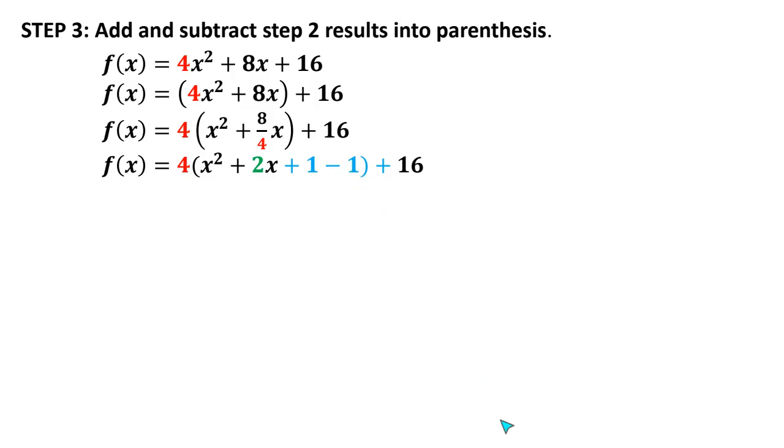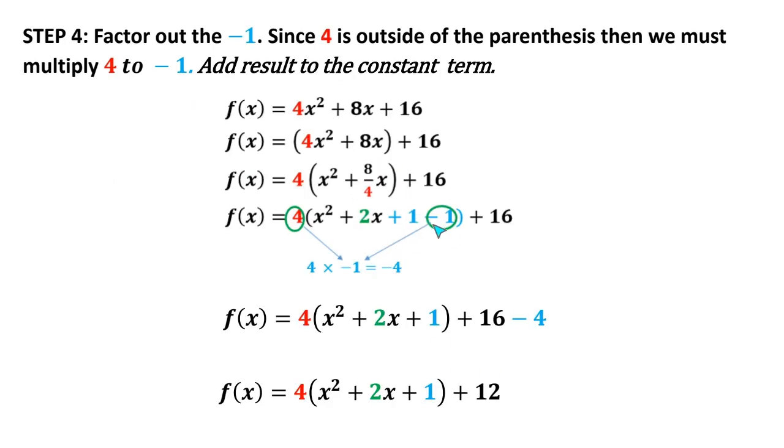Now the next step sounds a little silly because we just put these numbers in here, but now we're going to take out that negative. So this -1, we're going to bring it outside of the parentheses. However, if there's a number in front of the parentheses, we're going to multiply it. So 4 times -1 is equal to -4. So this -4, we're going to add it to the outside of the parentheses. So in this case, we have 16 minus 4, which is going to be 12.